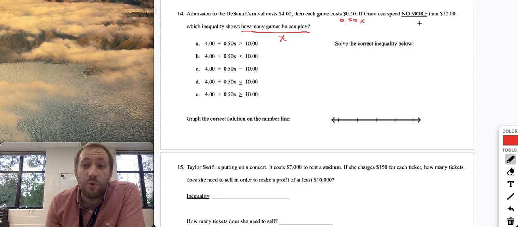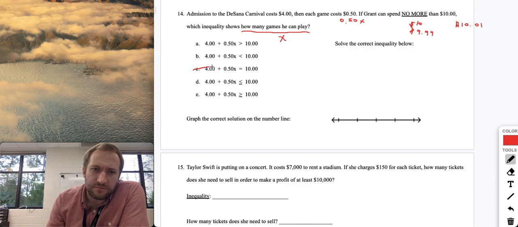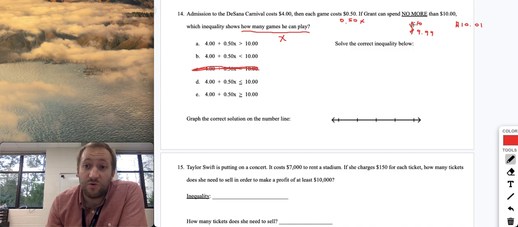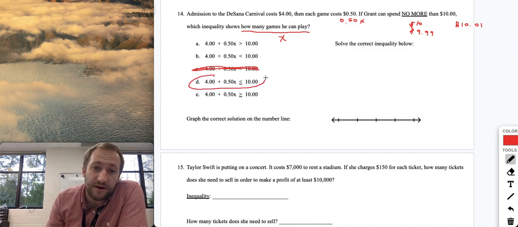So he can spend no more than $10. So he could spend $10. He could spend $9.99. But he can't spend $10.01. He has to spend less than $10. But let's look at our choices. Looking over here, I know it can't be equal to, at least not equal to by itself, all right? And I'm looking for a sign of less than, like $9.99, or equal to. So I'm looking for a less than or equal to sign, and that's this one right here.